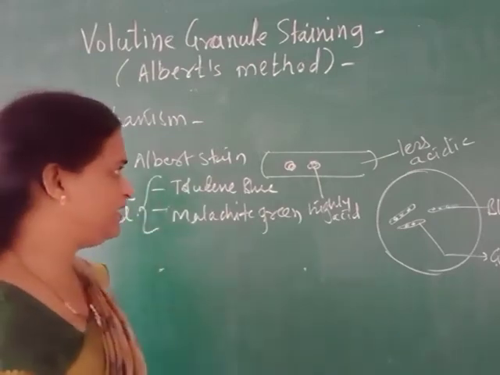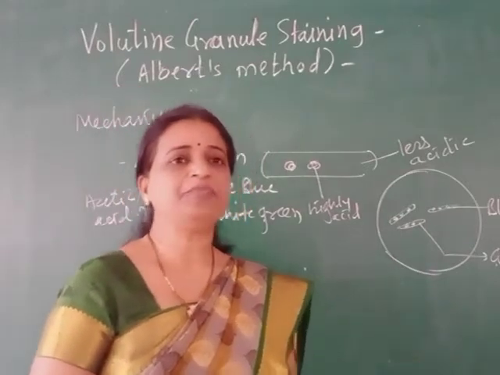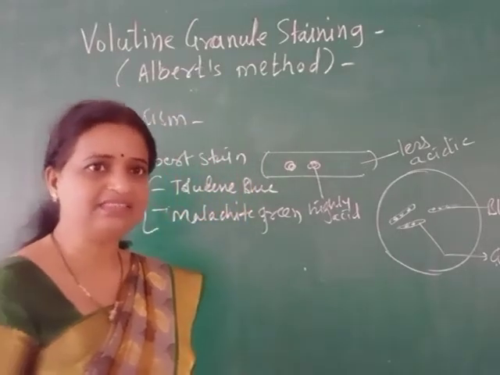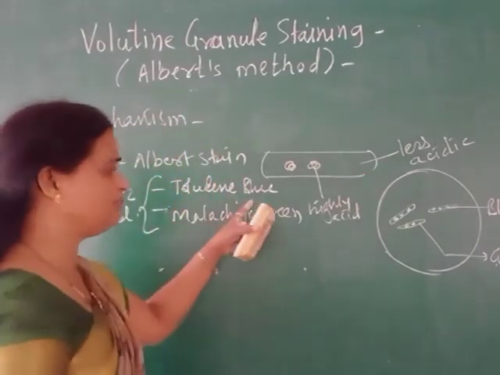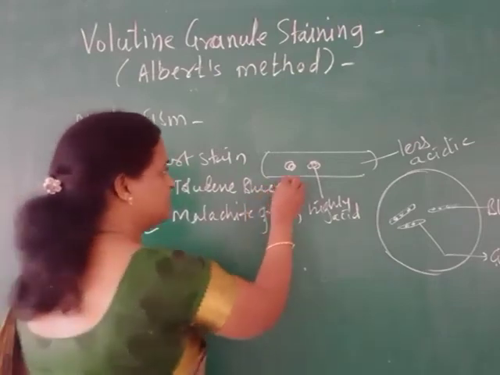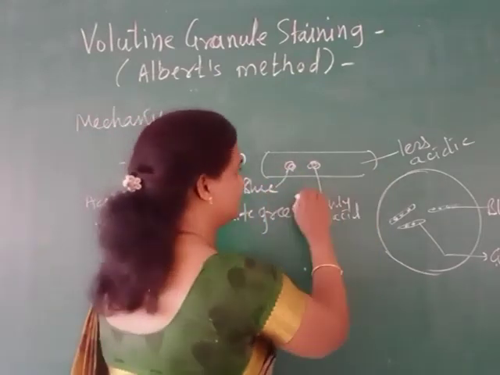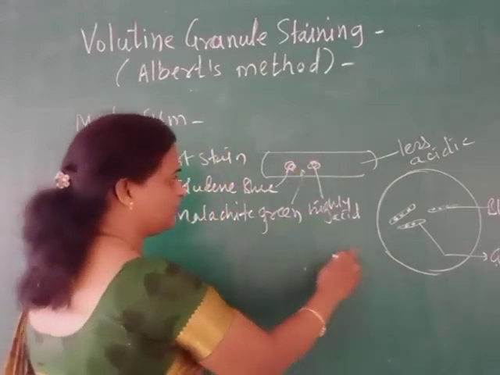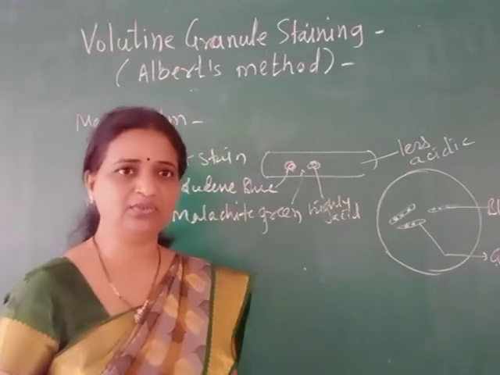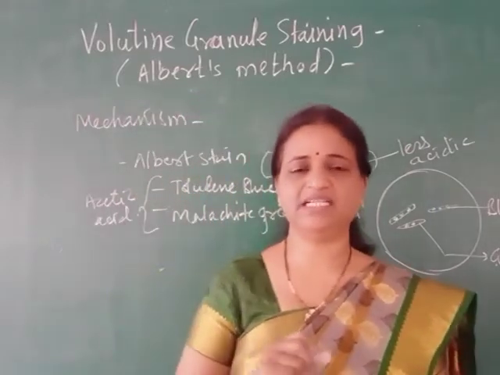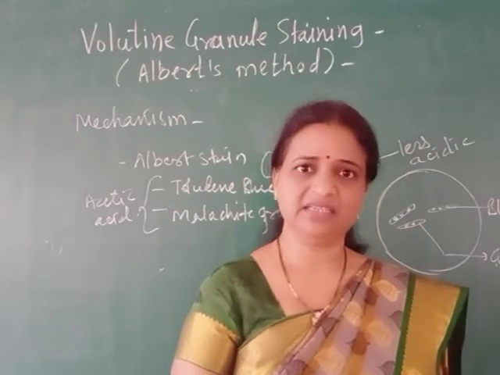Here the pH of this granule is 2.8. It is slightly basic towards the granule and slightly acidic towards the cytoplasm. Toluidine blue is more basic and stains your granule, and malachite green is less basic and stains your cytoplasm. So your cytoplasm becomes green and toluidine blue gives the blue granule. As I told, these granules are also called metachromatic granules because they change the color of the stain.